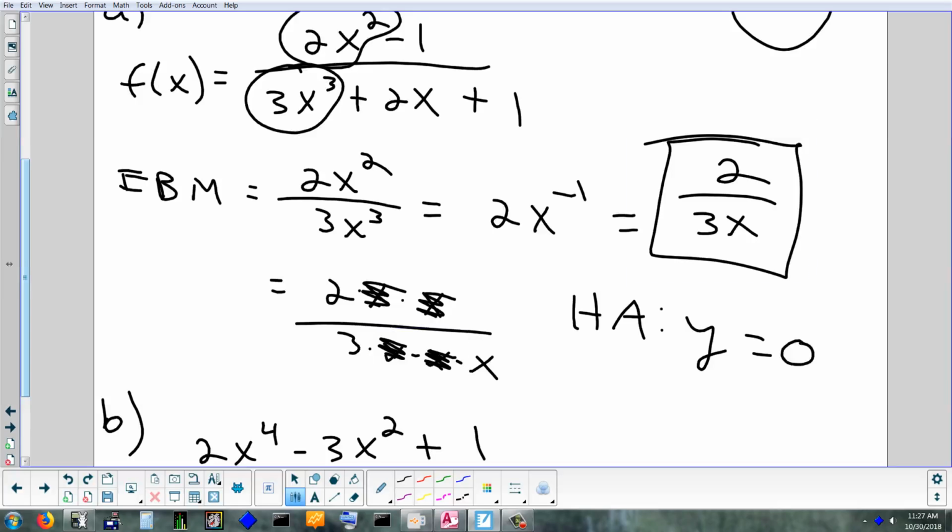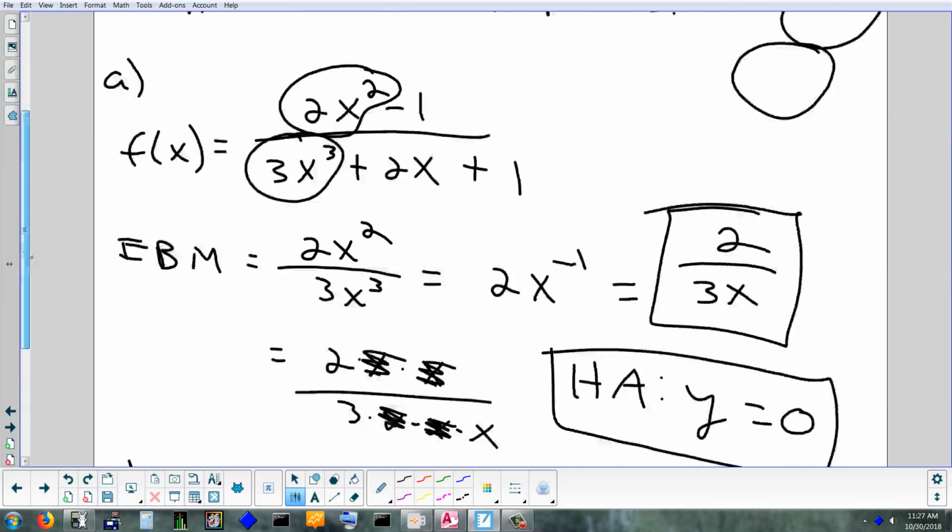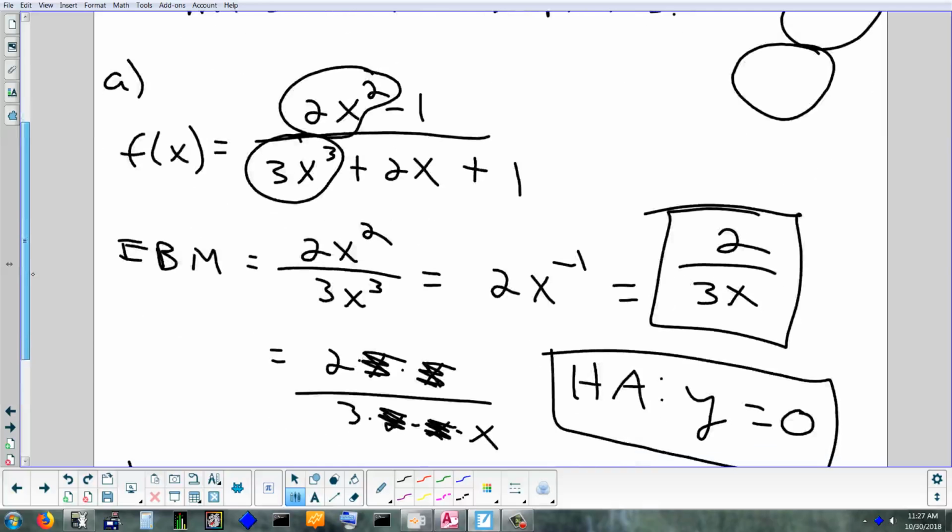Like if x was 1,000,000, it would be 2 divided by 3,000,000. Is it 0? No. If I had to give $2 to 3,000,000 people, does that mean everybody gets nothing? No. But it means everybody gets a very, very small amount. 0.00001, something like that. Okay, so there's your EBM, and there's your horizontal asymptote. Okay, any questions on that one?